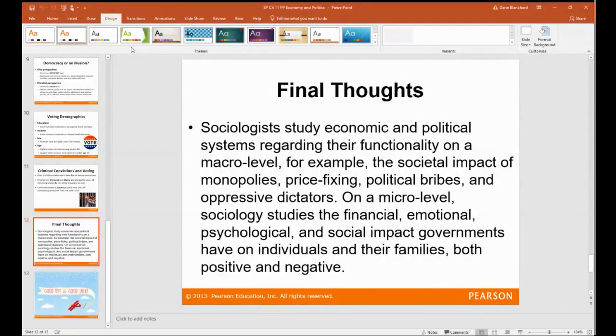So our final thoughts whenever we're looking at this chapter from an economic and a political perspective is that sociologists study economic and political systems regarding their functionality. On a macro level, large scale, for example, the societal impact of a monopoly, price fixing, political bribes, and oppressive dictators. More on a micro, individual level, sociology studies the financial, the emotional, the psychological, and the social impact that government has on individual citizens and their families, in both positive and negative ways.